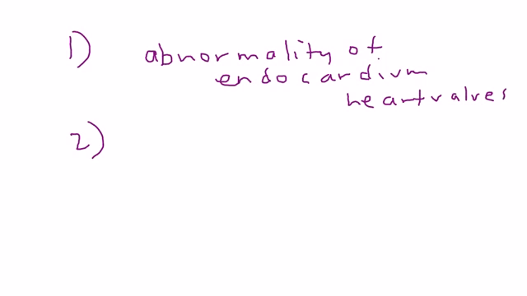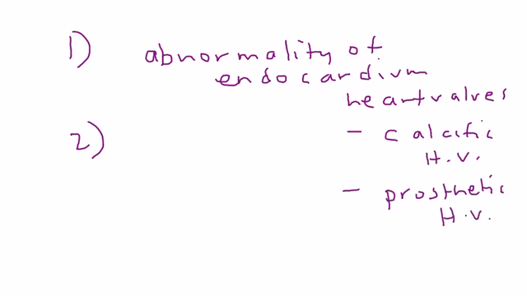And examples of these include calcific heart valves, prosthetic heart valves, those valves that I talked about very briefly earlier. There has to be something wrong with them, maybe a congenital defect or some sort of abnormality. So that's the first thing.